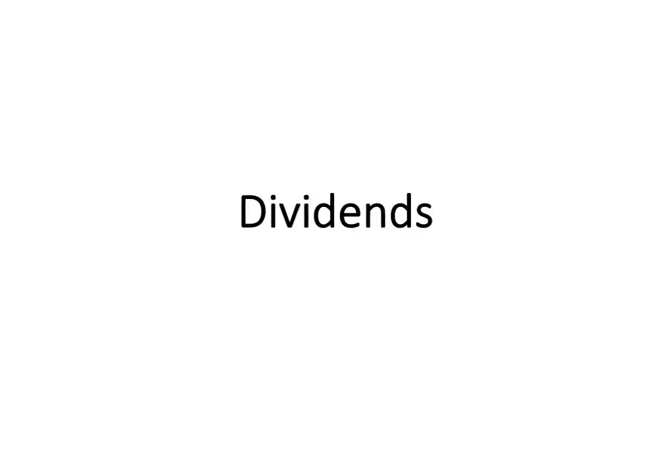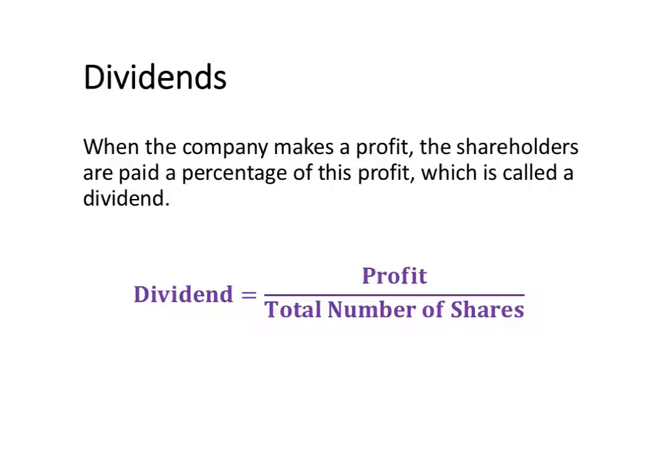In this video, we're going to have a look at calculations involving dividends from companies to their shareholders. Now, a company can be owned by a whole lot of different shareholders who each own shares in the company. When the company makes a profit, those shareholders are paid a percentage of the profit, which is called a dividend. Now, the dividend can be calculated by the profit of the company divided by the total number of shares.